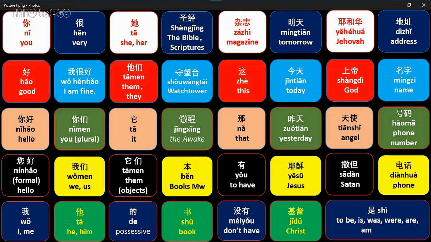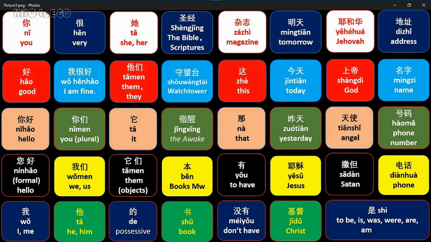Wonderful. Now, let's see if you can pick a few things from the Kingdom Hall that we can use the possessive particle with. For example, the Bible. 圣经, that's the Bible, the scriptures. So if you want to refer to it as my Bible, 我的圣经, you can do the same with the Watchtower magazine. 我的守望台. You're awake. The word for awake is 进行. So your awake will be 你的进行.